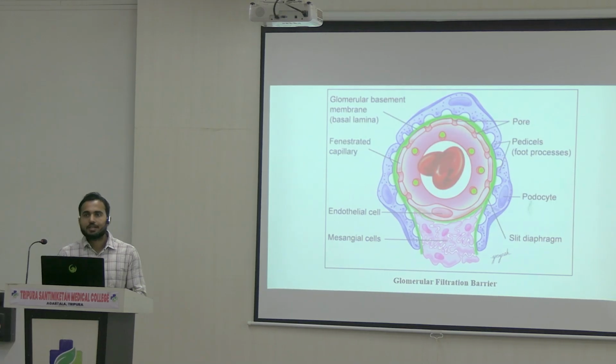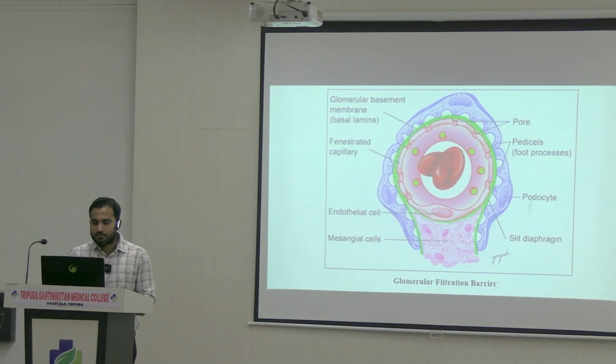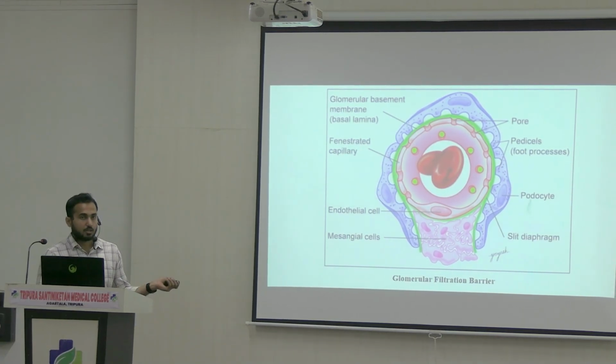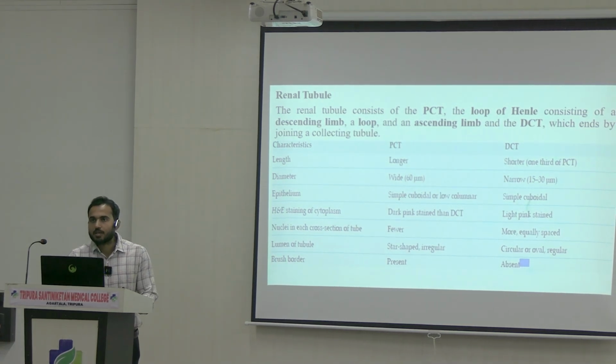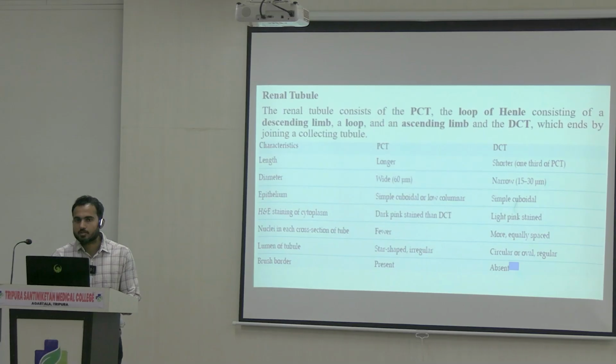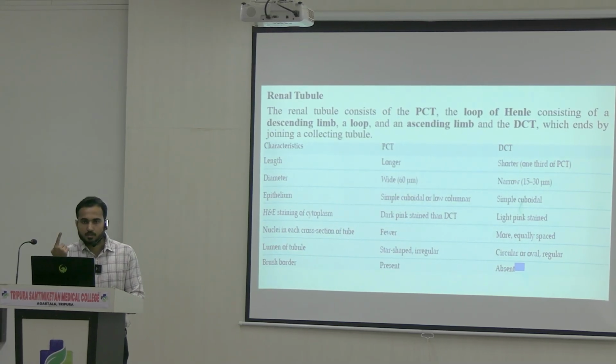So that is all about the renal corpuscle. Next, after the renal corpuscle, what is this? That is the renal tubule. Now in the renal tubule, what are the parts present? First is PCT, then loop of Henle and DCT.